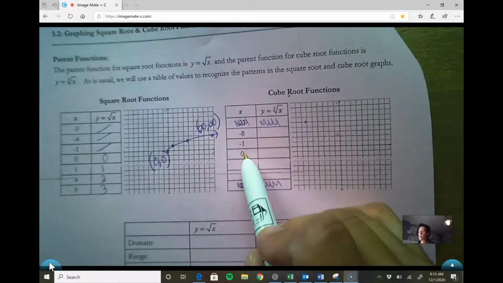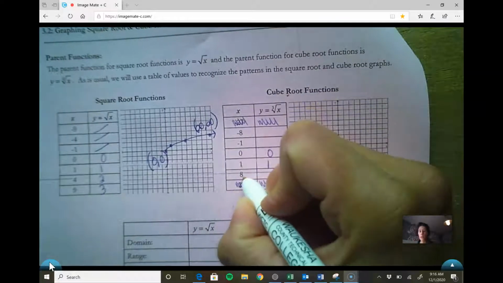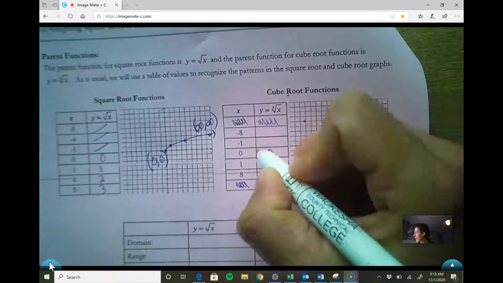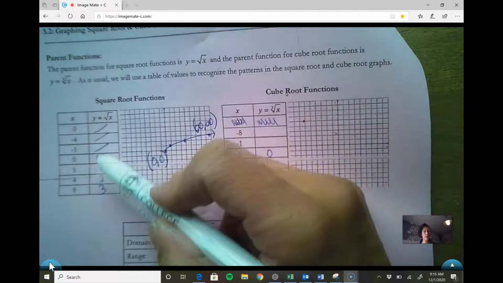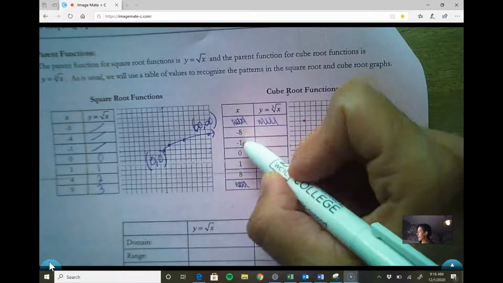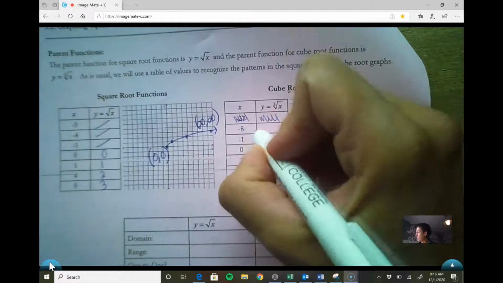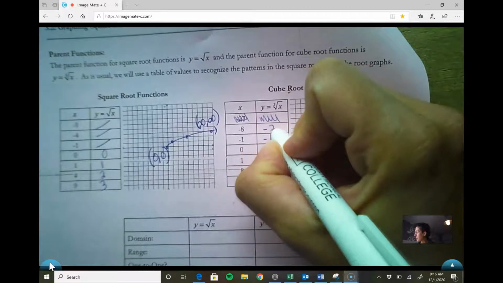So let's start with 0, and the cube root of 0 is 0. The cube root of 1 is 1. The cube root of 8 is 2. And then I can do cube roots of negative numbers. I can't do square roots of negative numbers. That doesn't exist. But I can for negative numbers in an odd root. And the cube root of -1 is -1, and the cube root of -8 is -2.